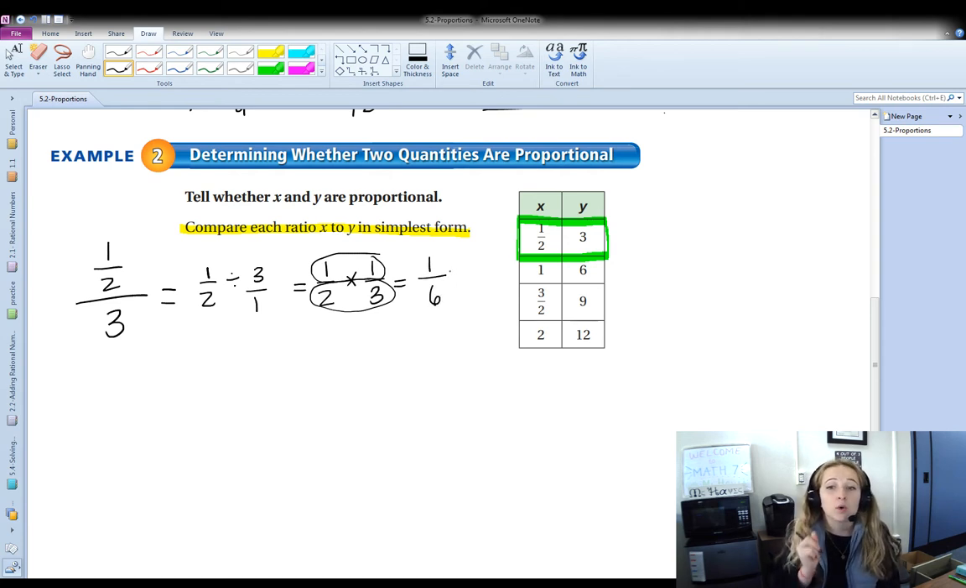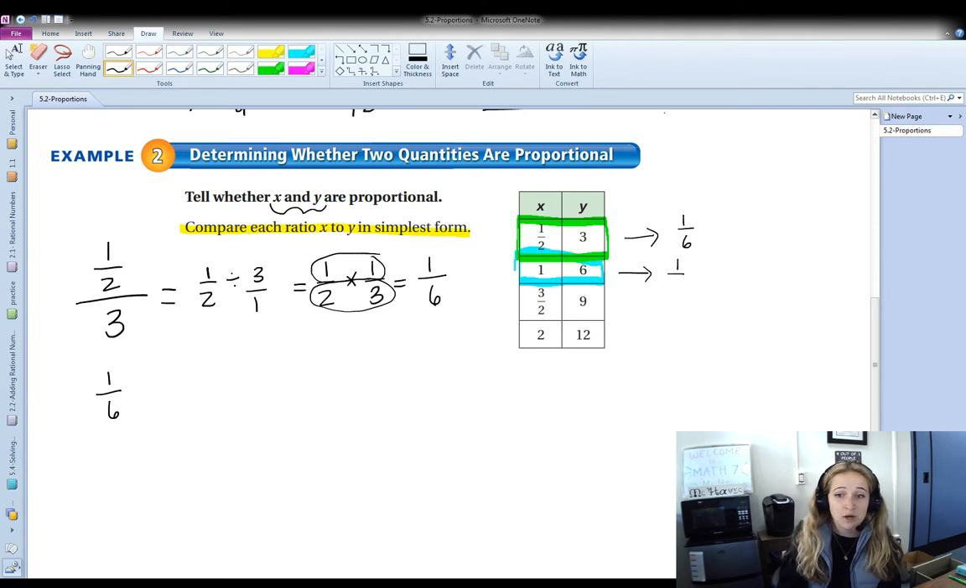Okay, so we have just found out that the ratio of this first one is 1/6, but we don't stop there because we want to tell whether x and y are proportional, which means we need to do what we just did for every single box. So now we're going to write, remember, it's x over y. So we're going to write 1/6. And would you look at that? 1/6. Well, that matches up. So far, since they've all reduced down to the same thing, so far they are proportional. But we still have to continue on.